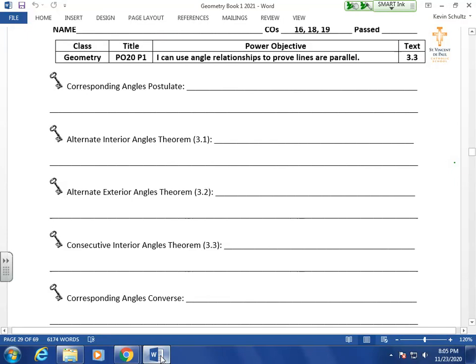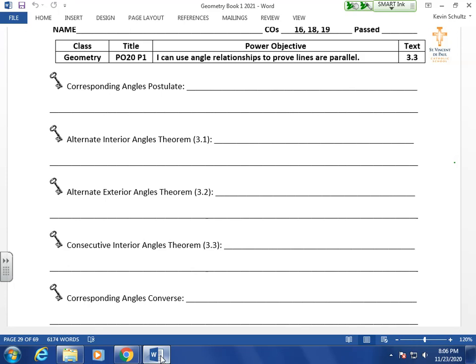We are covering PO20, parts 1 and 2 today, and it's directly related to PO19. All of those relationships that we talked about, corresponding angles, alternate interior, alternate exterior, consecutive interior, actually come from postulates and theorems that we're going to be able to use when we do some more proofs down the line here.